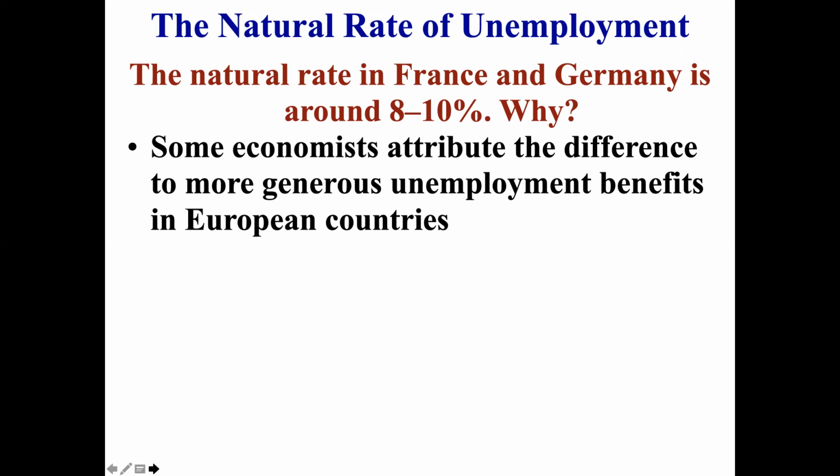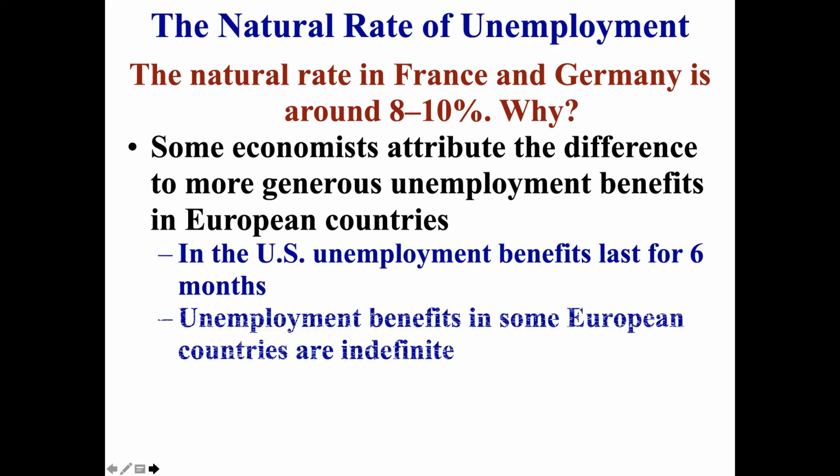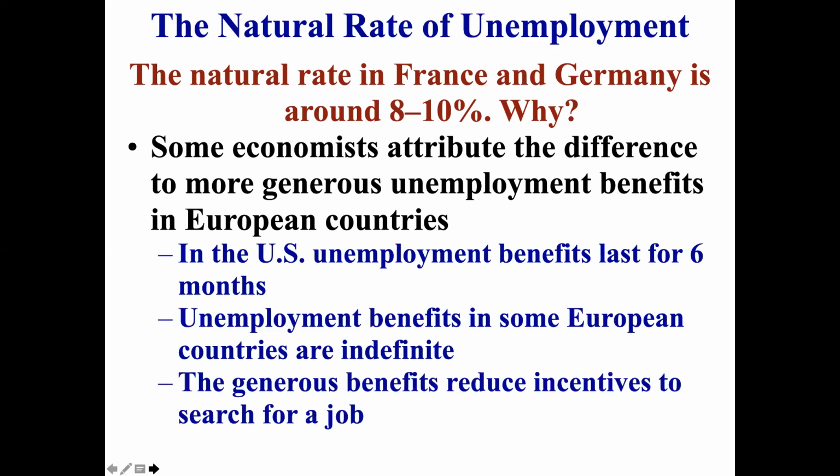And this reminds me of the idea that there are no solutions, there are only trade-offs, right? We want generous protections and generous unemployment insurance for workers, and there are many benefits to that, but there's no such thing as a free lunch, right? And one of the costs of that is you have a higher natural rate of unemployment. What that means is even when the economy is performing really well, you're going to have more folks out of work than in the US, okay? More specifically, in the US, unemployment generally lasts during normal times for only 6 months, and it can be indefinite in some European countries.